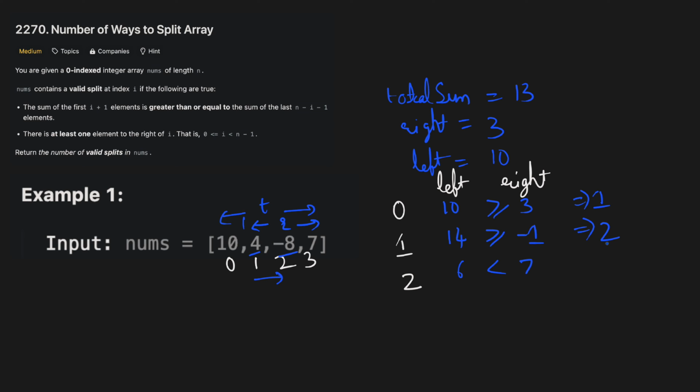And now the time complexity of this approach is O of n, since we need to traverse the array twice. Once for calculating the total sum and then later to update the left and right sum and count valid split points. And the space complexity of this approach will be O of 1, as we use only a few extra variables here and there. Now let's jump into the code part.